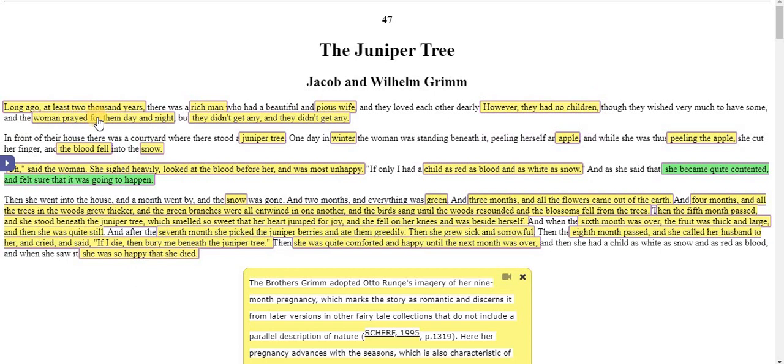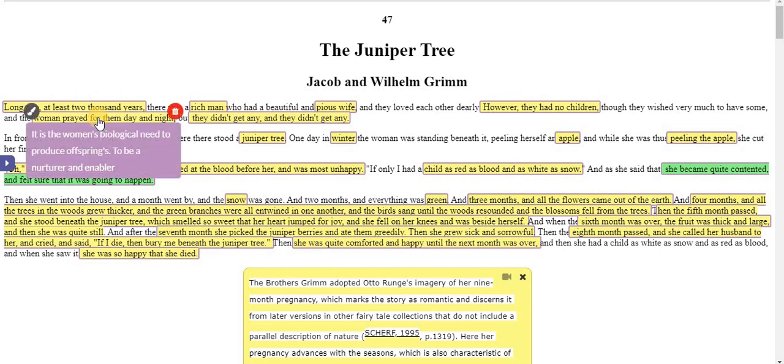And the woman prayed for them day and night. Again, this indicates that the woman was pious, devout, and religious. She prayed for them day and night. Now this also introduces the concept of woman as an enabler.